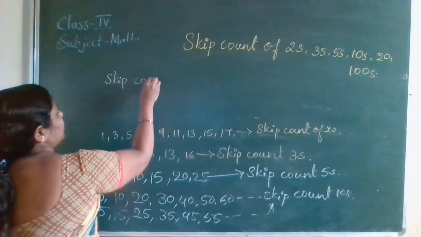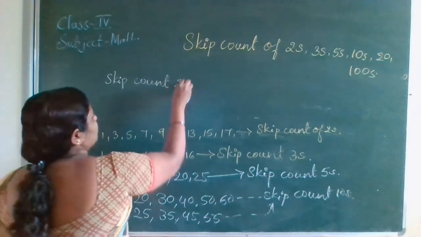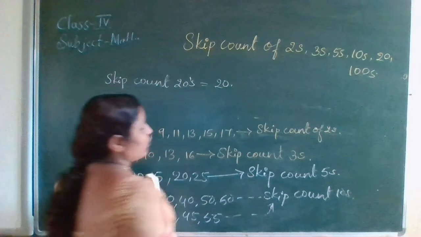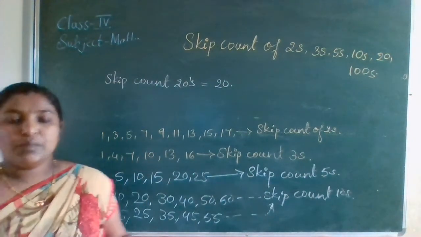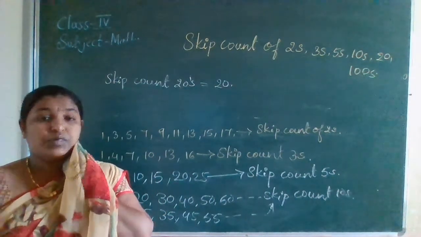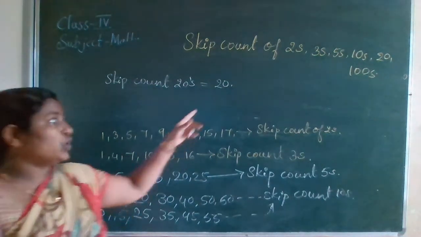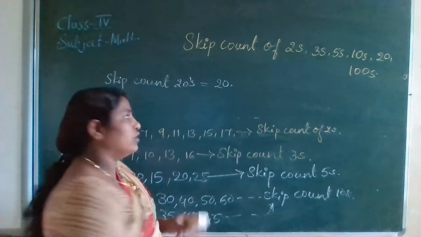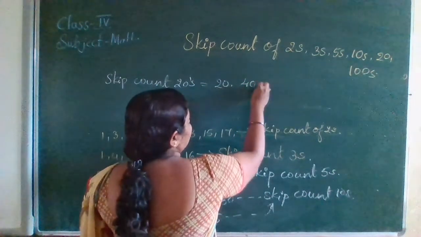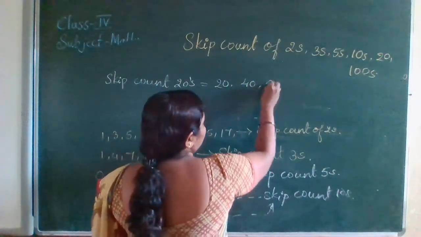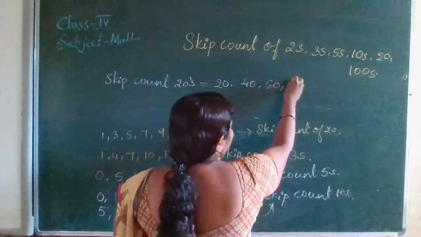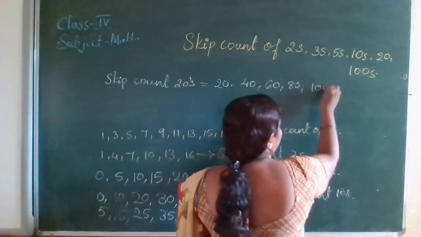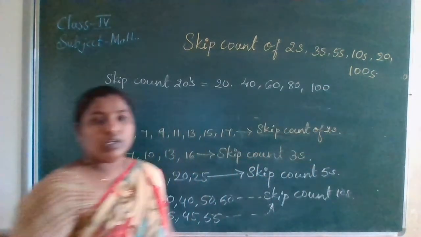Skip count 20s. The first number is 20. You should skip 20 steps, or else you should add 20 to it. If you add 20, you will get the next number, 40. Again add 20, 60. Add 20, then it will become 80. Again add 20. This is skip count 20.